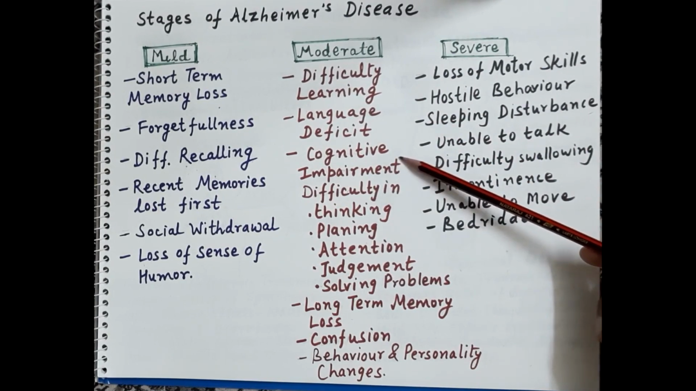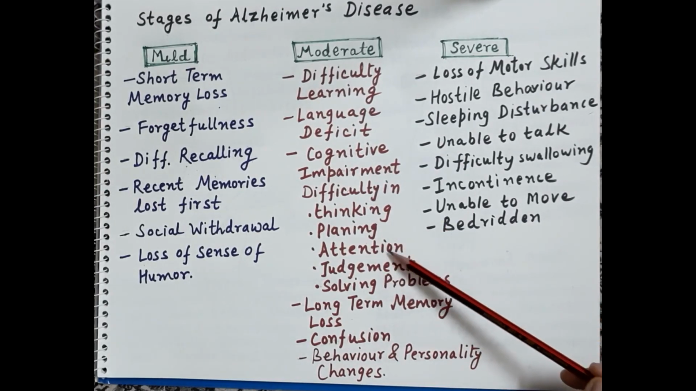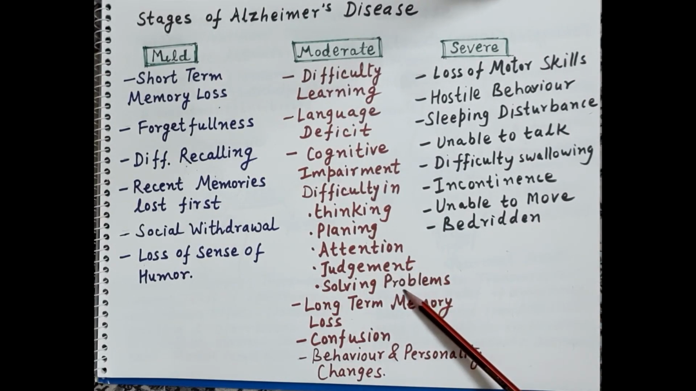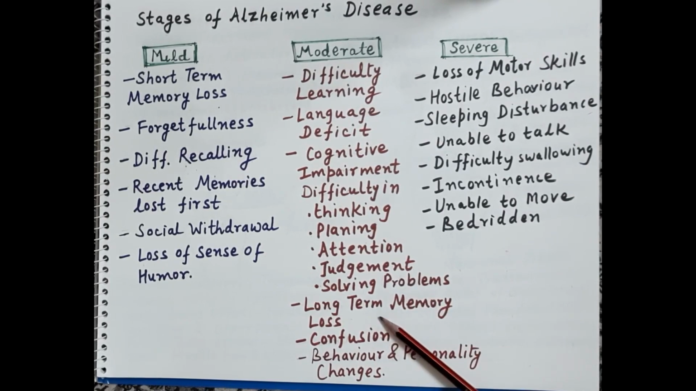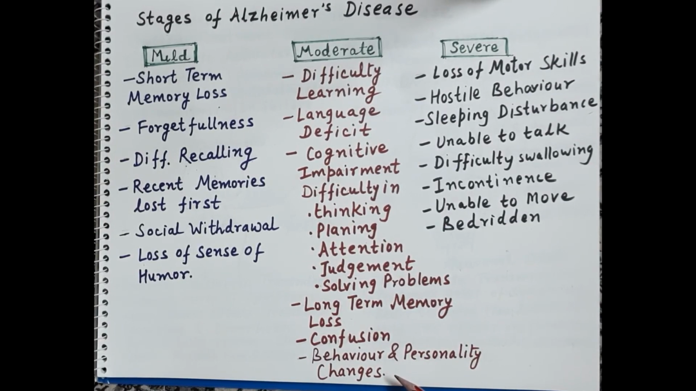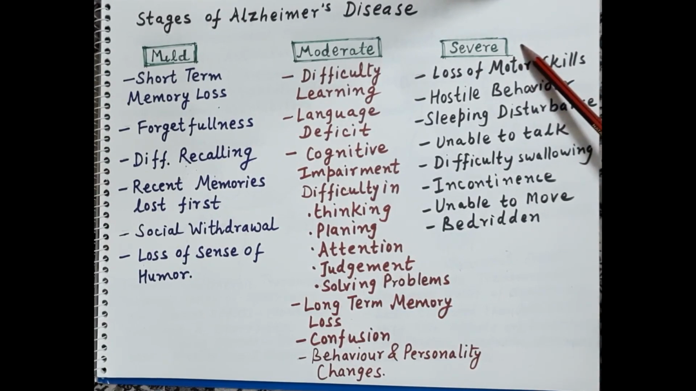Cognitive impairment results in difficulty in thinking, impairment of planning, inability to pay attention, inability to judge, and impairment of the ability to solve problems. And short-term memory loss is followed by long-term memory loss, and this all results in confusion. And apart from this, there are behavior and personality changes also seen in the patient. And severe Alzheimer's disease is characterized by the impairment of memory and cognition.